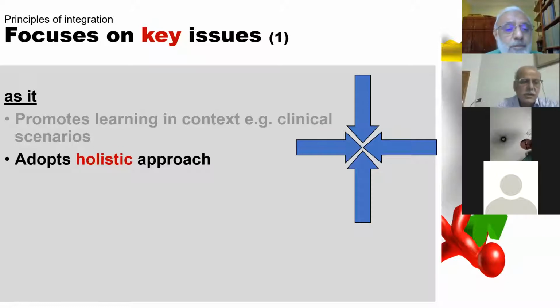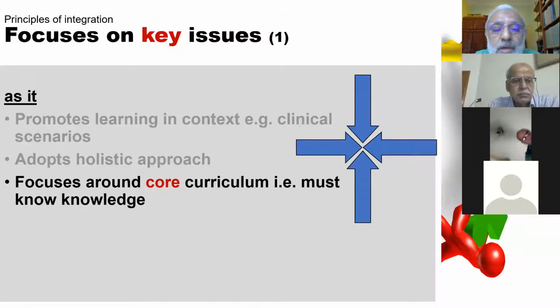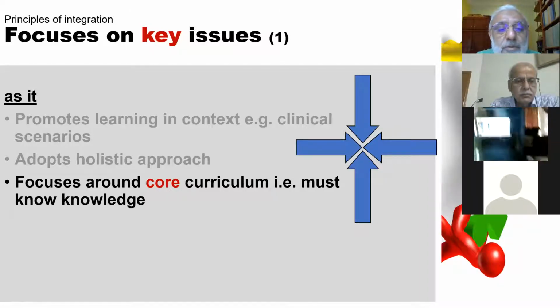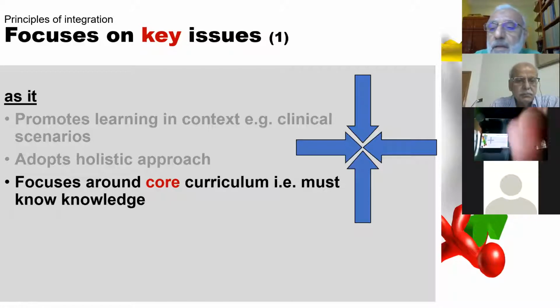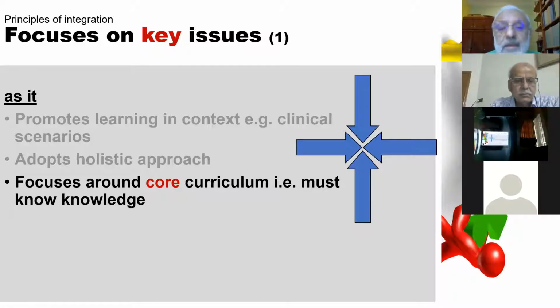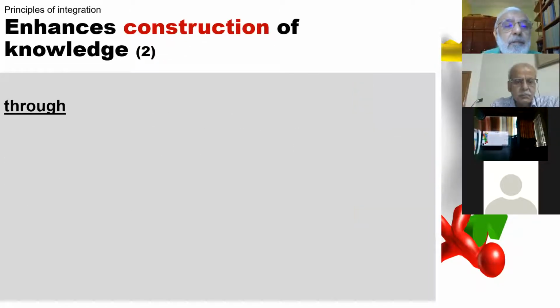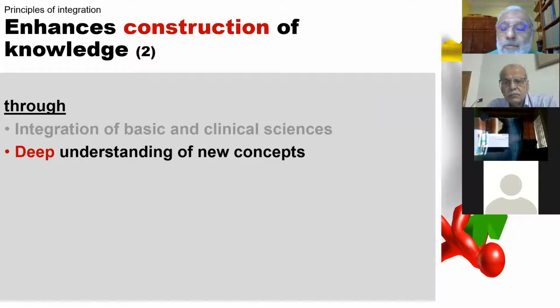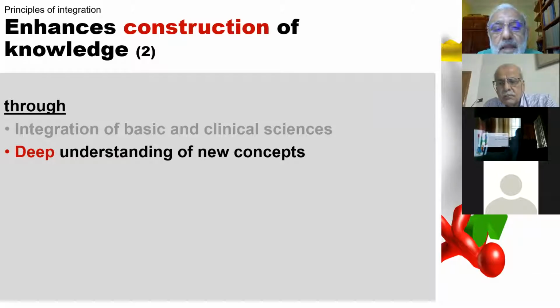It adopts a holistic approach and focuses on the core curriculum, that is must-know knowledge. That is the minimum requirement without which a student cannot progress to the next level. So a minimum standard is set when we are applying integrated curriculum. It enhances construction of knowledge through integration of basic and clinical sciences, and deep understanding of new concepts. It promotes understanding and comprehension rather than rote memorization.